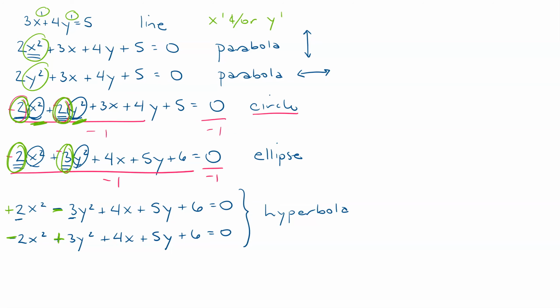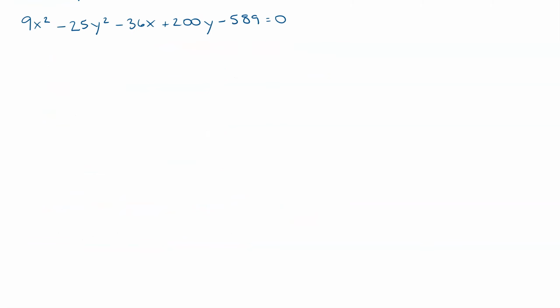So let's go ahead and dive into one of these hyperbolas. Alright, so we have an equation, and immediately I see that I have an x squared and a y squared, but one is positive and one is negative. So that means that I have a hyperbola. I'm going to treat it just like I treated the other equations. I'm going to get my x's with my x's, my y's with my y's, and my numbers on the other side.